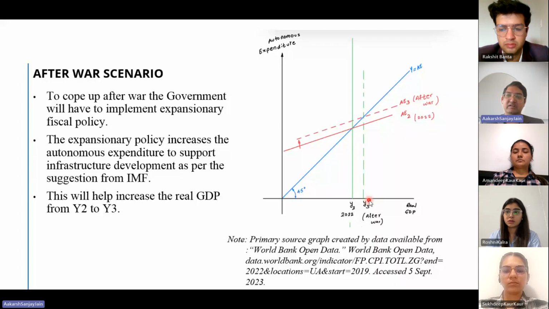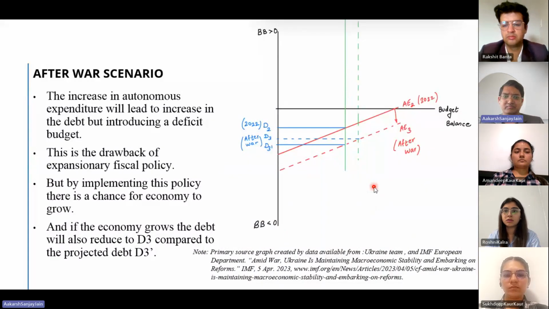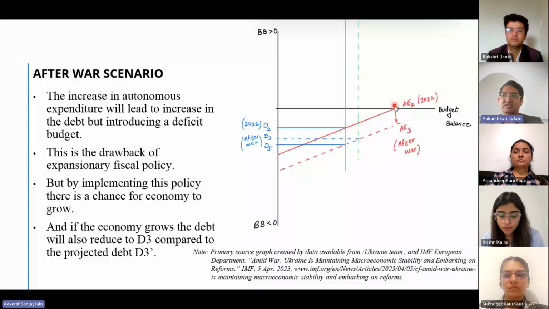But this increase in the autonomous expenditure, if we observe on the budget balance graph, goes into the downward side. And this downward shift indicates that there is a drop in the budget balance, which means that the debt of the country will increase, and this type of budget is called a deficit budget. But if the GDP increases even after the increase in the debt, then it is beneficial for the country, and the real or actual debt will be lesser than the projected debt, which will be D3 compared to D3 dash, which is the projected debt. Now I request Rakshit to carry on.